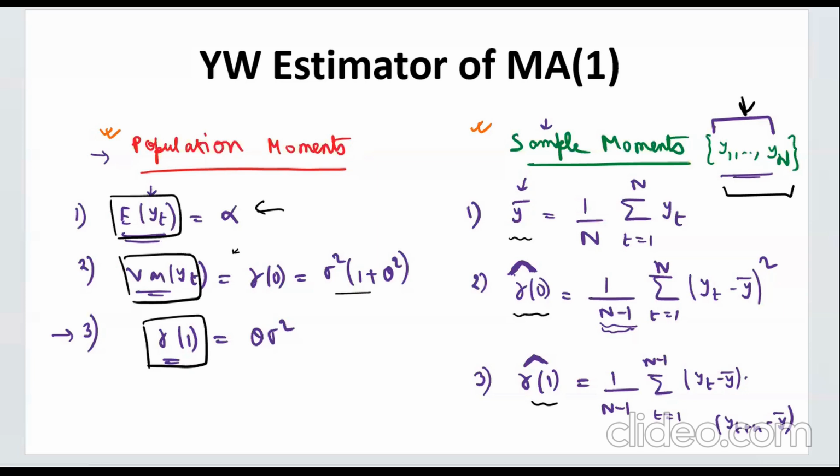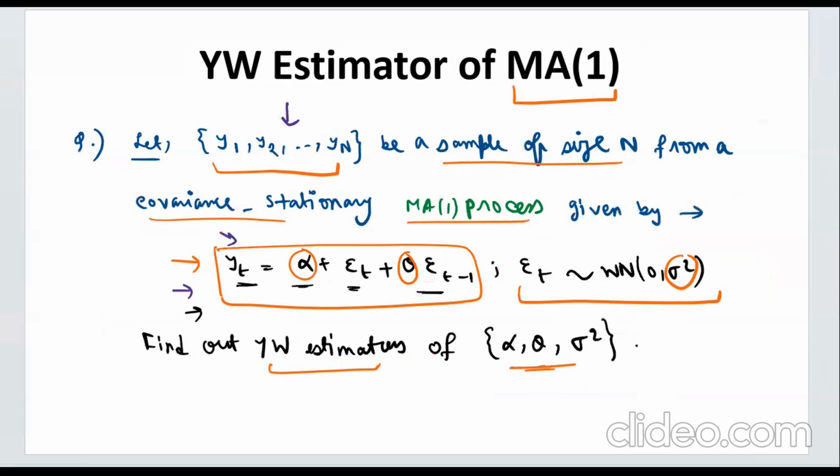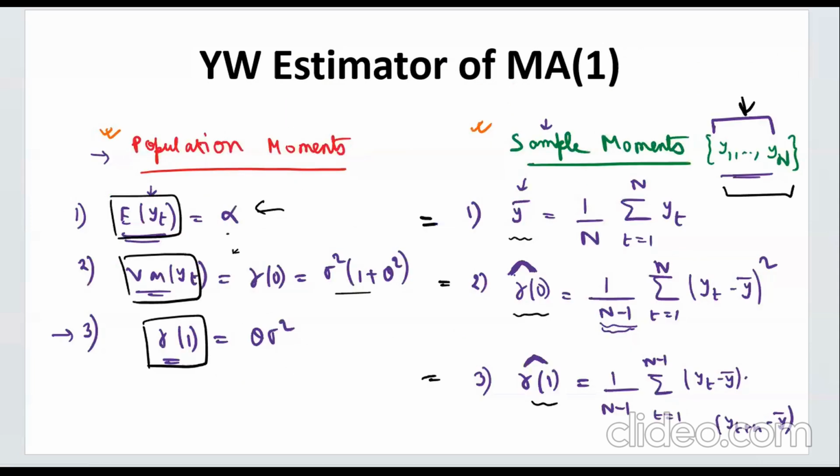Then the only task is to equate these things. In the Yule Walker definition, I have told you that we need to equate the population moments and the sample moments. So that is what we will do. Equate alpha with this average, equate gamma naught with this gamma naught cap, and equate gamma 1 with this gamma 1 cap.